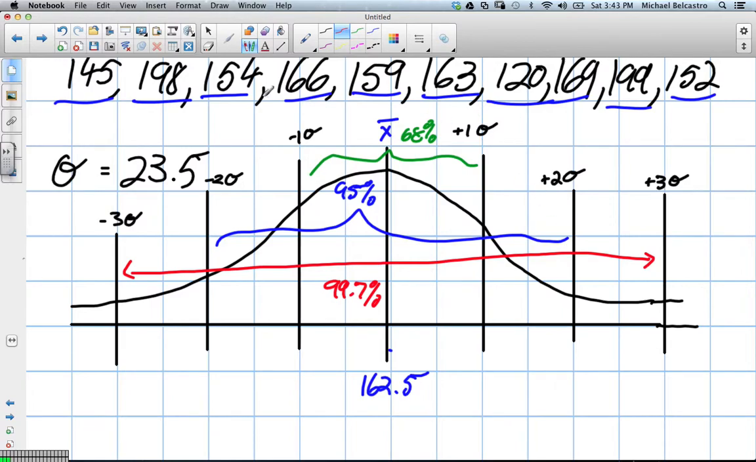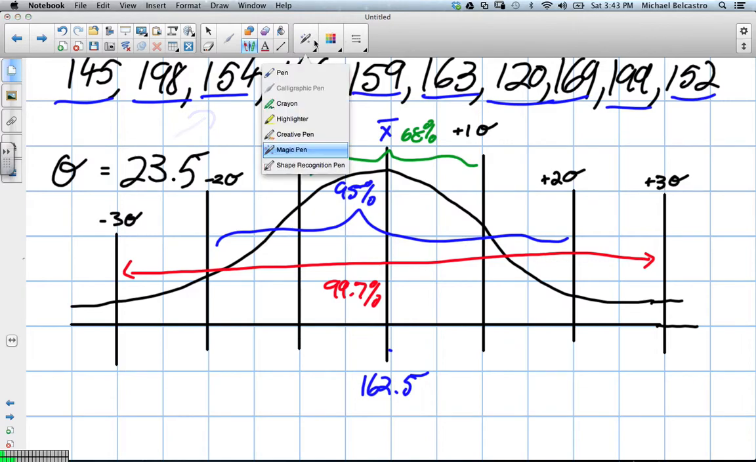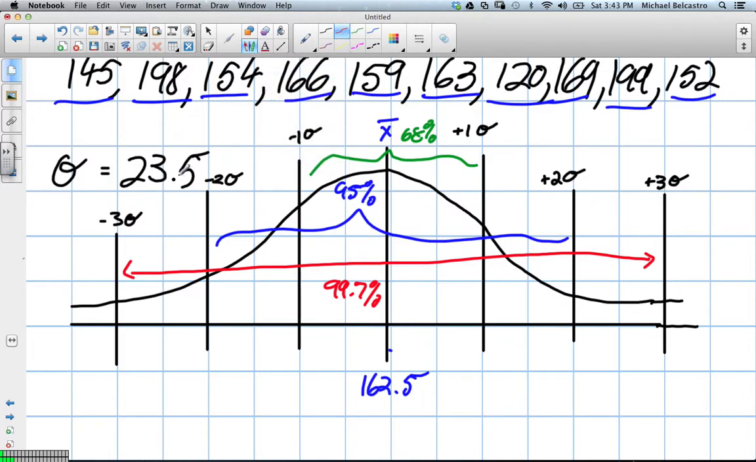So when they're asking us, we have all of our values up here at the top, right? These are all our data. Let's say in this question they want to know how much of the data is between 2 deviations from our sample. Okay, well, let's figure out what a deviation is. Well, how far is one deviation? One deviation is 23.5. So to be positive one deviation, we have to add 23.5.